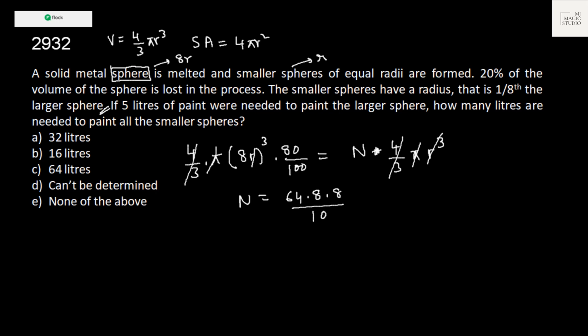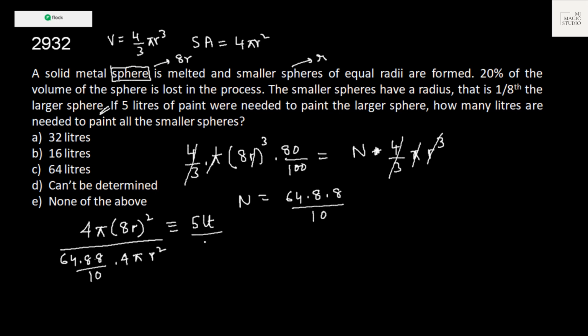Now if 5 liters of paint were needed to paint the larger sphere, that means 4 pi (8r) whole square corresponds to 5 liters. Then how many liters are needed to paint all the smaller spheres? Number of smaller spheres is 64 into 8 by 10, total surface area of a smaller sphere is 4 pi r square, divided by x. We need to just find the value of x.